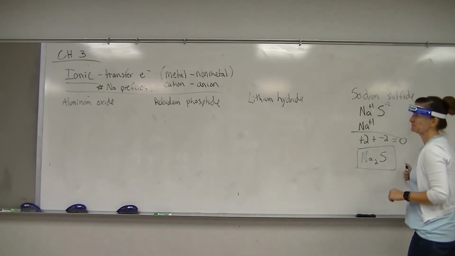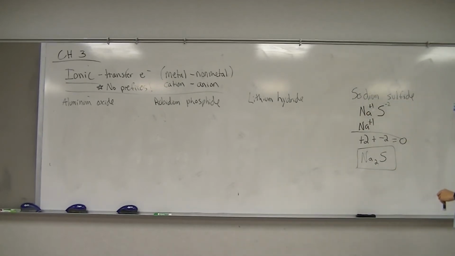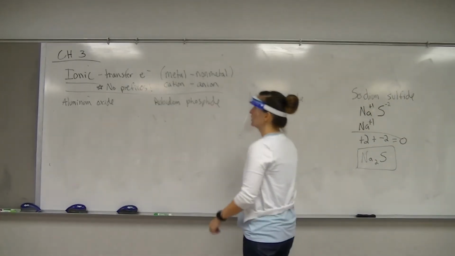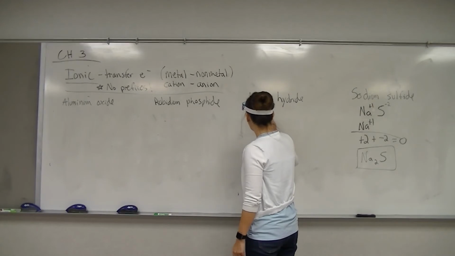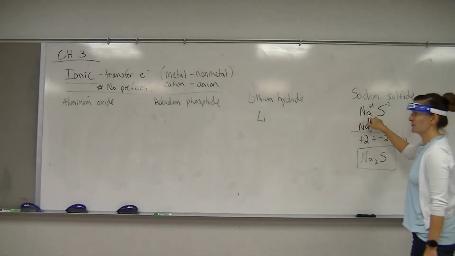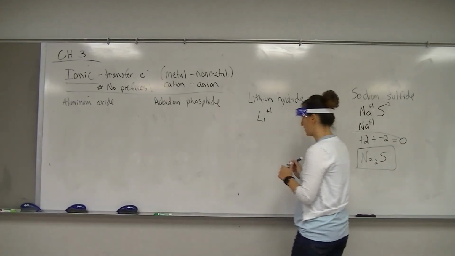So let's try another one. Let's look at lithium hydride. Start by finding the symbols and then writing the charges, their oxidation states, their most probable ion. So lithium is Li, group 1, alkali metal. It's similar to sodium. They're in the same group, so that means they have the same most probable ion, +1.